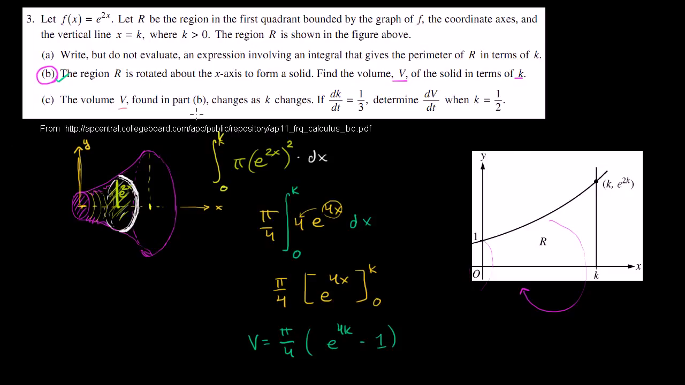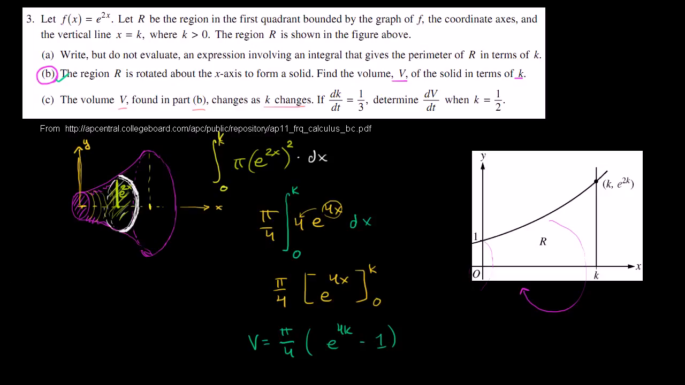The volume V found in part B changes as k changes. If dk/dt, the derivative of k with respect to t, is 1/3, determine the derivative of V with respect to t when k is equal to 1/2. So this is straight up from the chain rule.